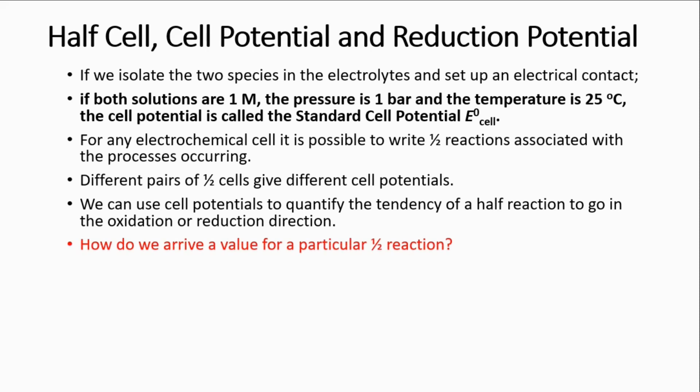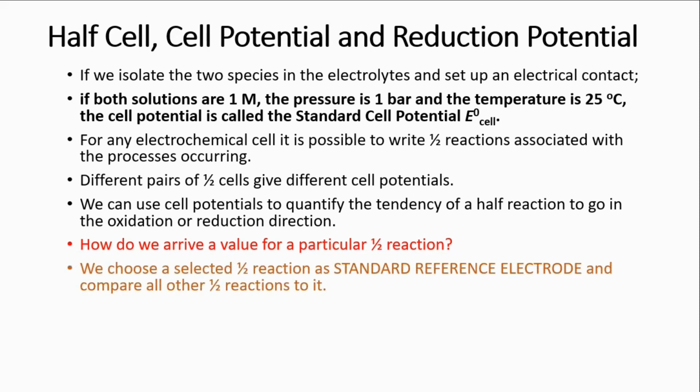Now, how do we arrive at a value for a particular half reaction? How do we get a potential value for just one of the half cells? How is that possible, seeing that the overall cell potential, which is what you would read from the voltmeter, is made up of contributions from both half cells? We'll discuss that now. We choose a selected half reaction as a standard reference and compare all other reactions.